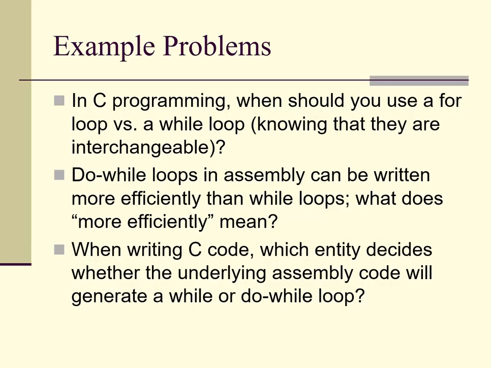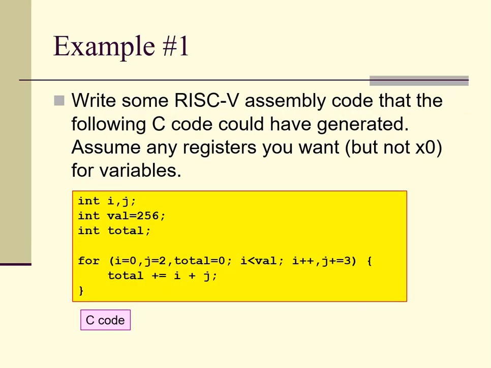Okay, so I'm writing C code, and something's going to decide whether my code is going to generate assembly code for a while loop or a do-while loop. Well, what entity decides that? That's going to be the compiler. The C compiler is going to decide exactly how it implements loops.